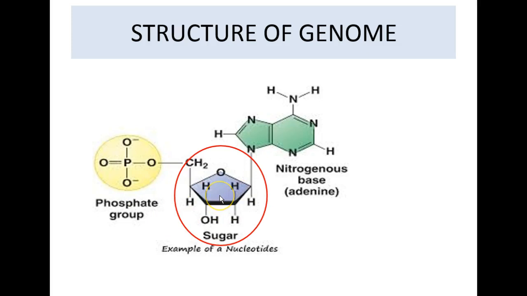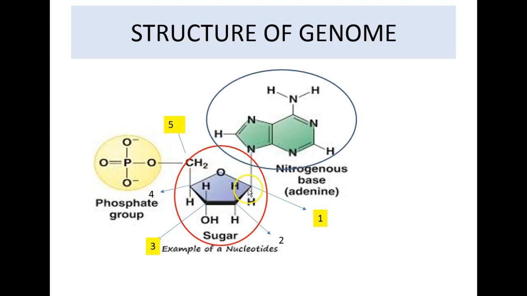In the case of DNA, it is a deoxyribose sugar with 5 carbons: 1, 2, 3, 4, and the 5th carbon is outside the ring. To one side of the sugar, attached by a strong covalent bond to carbon number 1, we find a nitrogenous base. A nitrogenous base is a ring of carbons and nitrogens. To the other side of the sugar, attached by a strong covalent bond to carbon number 5, there is a phosphate group.